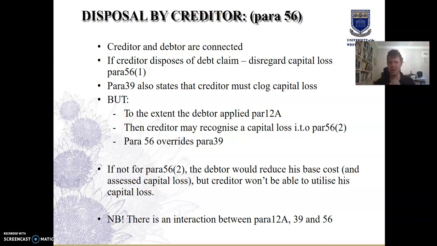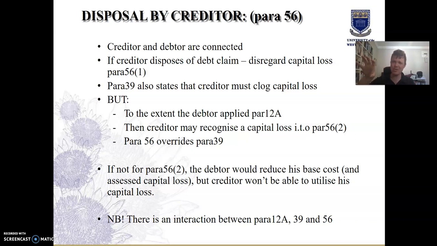You had an asset, somebody owing you money. It was capital in nature, it wasn't for trade. That's forgiven. You lose that asset, capital loss. Okay, but now what you have to think about is that because you're connected, that capital loss is going to be disregarded. It's going to be set off, and you can only set it off against a gain with the same person in the future. But now we have a situation whereby the person who's receiving the benefit is applying 12A, having the base cost of their assets reduced, so the bad thing is happening there.